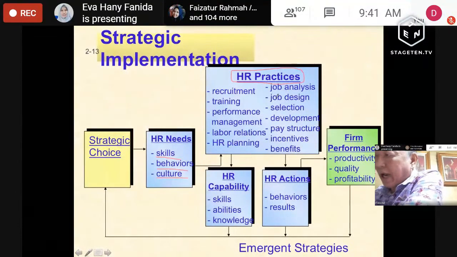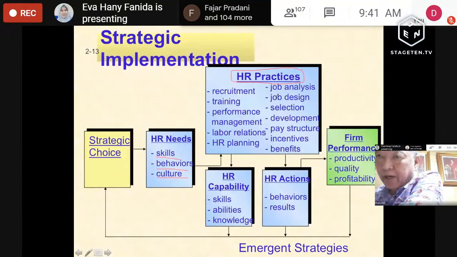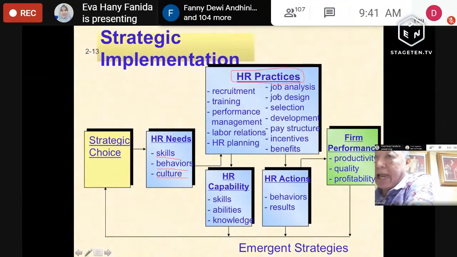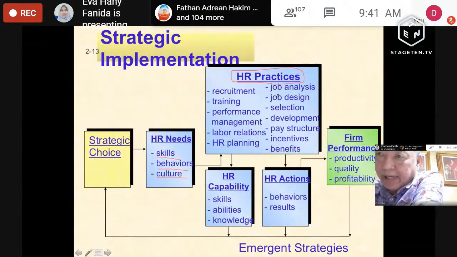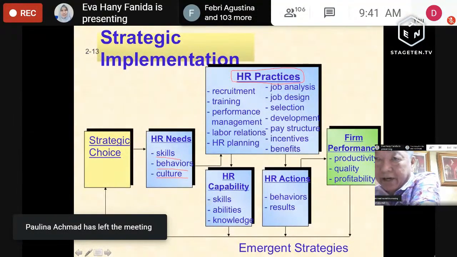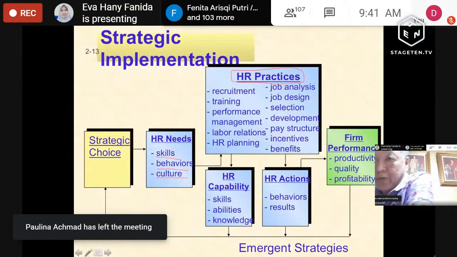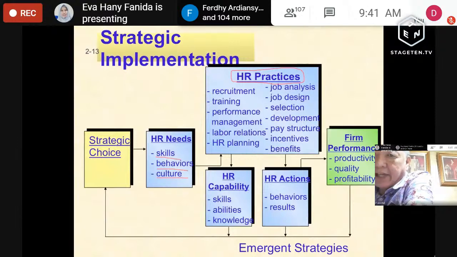So what kind of skill we want, what kind of behavior we want, what kind of organization culture we want. So we utilize HR practice. Okay. HR practice and HR function I have already explained to you. So if we employ HR practice in order to achieve HR needs, skill, behavior, and culture.